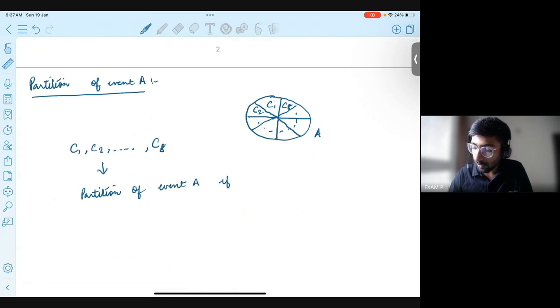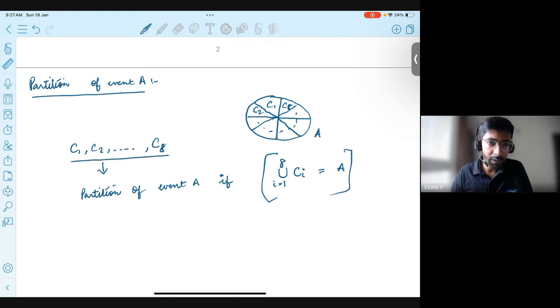Event A, if the union of all these, union of the Ci's where i is going from 1 till 8, that should give you the entire outcomes that are contained in A. So diagrammatically, this is how it looks. Or let's say in Venn diagram, this is how it will be shown, and mathematically this is the condition. So all these different events will be called the partition of event A if the union of all these events gives you back the entire bigger event A. So it's like partitioning the different outcomes.